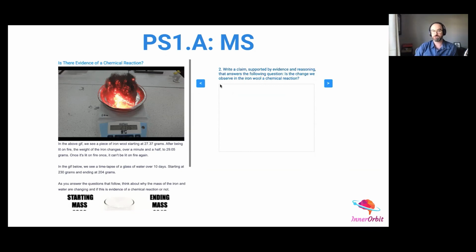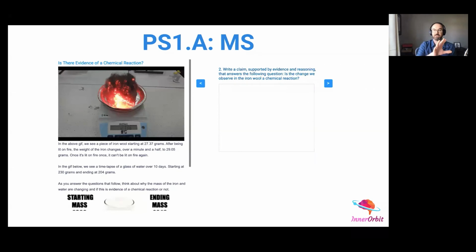So we want students to write a claim supported by evidence and reasoning that answers the following question: is the change we observe in the iron wool a chemical reaction? Now, students have to describe what patterns they're seeing. They need to use their knowledge of chemical reactions and structures and properties of matter. And they also have to analyze and interpret data.